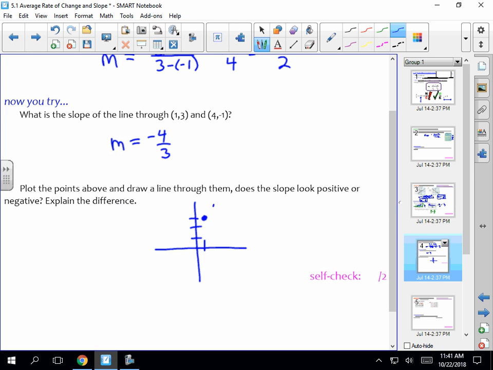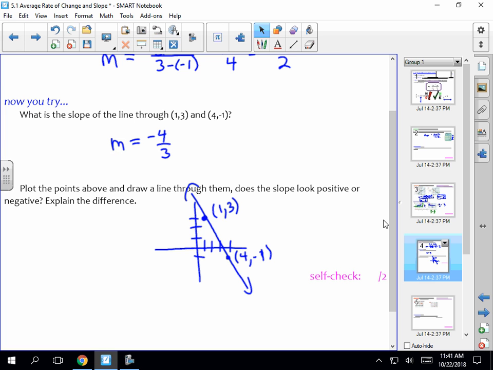So there's the coordinate 1, 3. And then 1, 2, 3, 4, negative 1 would be over here. 4, negative 1. If I draw a line through those points, taking a step back and looking at it, does this look positive, negative? What does it look like? So we've got negative 4/3 of the slope. Does that look like a negative sloping line?